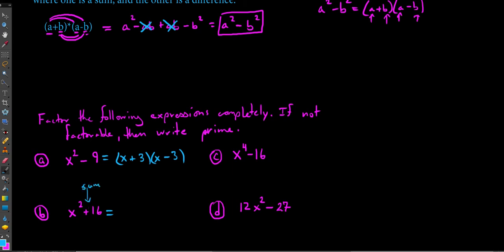So just to be clear, I'm going to write that this is a sum. But because this is a sum of two squares, what we do have to write over here is that this is prime. So it's worth noting here that you cannot factor a sum of two squares. A squared plus b squared is prime.